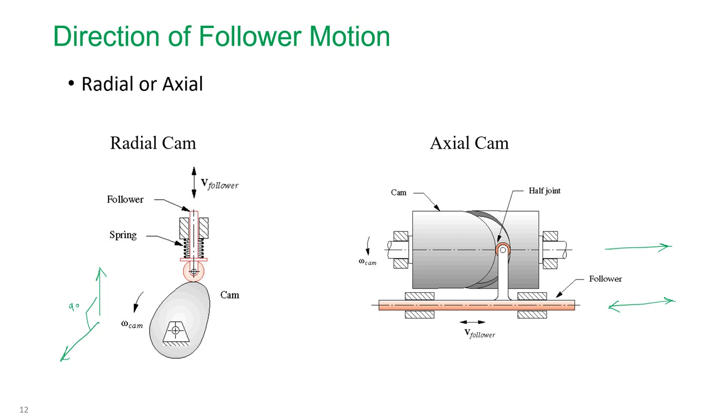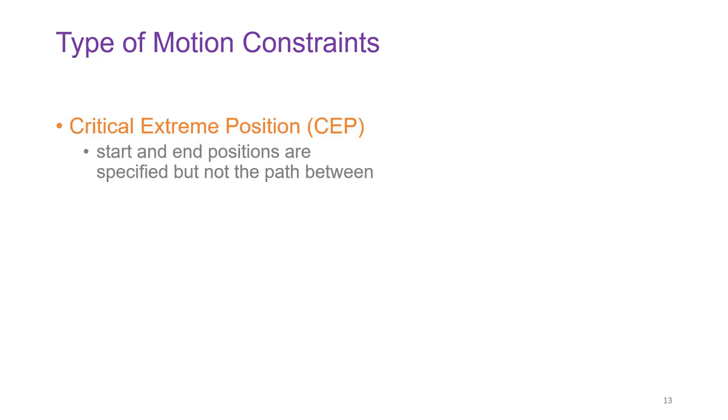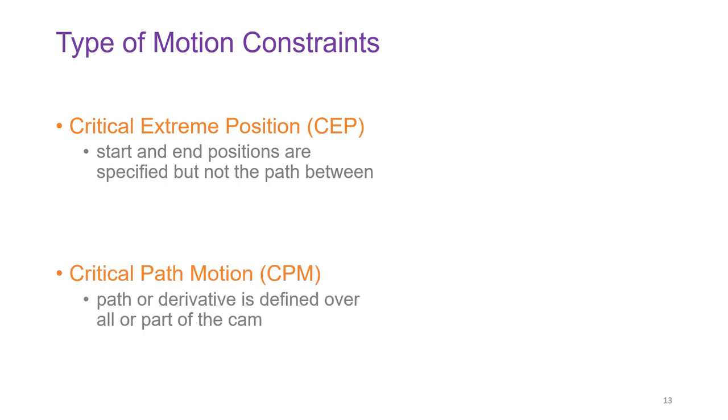So it means that the direction of follower motion is going to be differently structured if you opt for a radial cam arrangement and if you choose alternatively the axial cam. So you need to be conscious of it. So it is important for you to realize what are the type of motion constraints as well. There's one type which is called critical extreme position, where the start and end positions are going to be important. And there is another which is called critical path motion, where the path is important between those points.